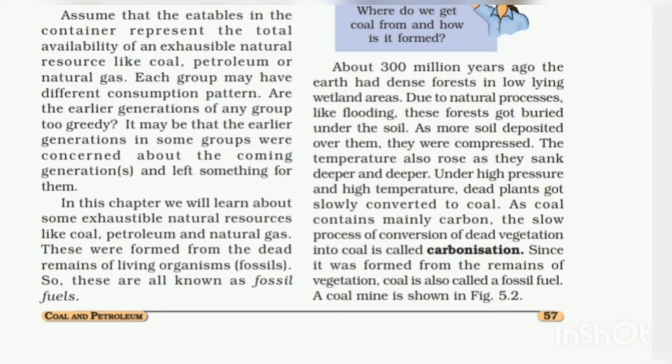Now assume that the eatables in the container represent the total availability of an exhaustible natural resource like coal, petroleum or natural gas. Each group may have a different consumption pattern. Are the earlier generations of any group too greedy? It may be that the earlier generations in some groups were concerned about the coming generations and left something for them. In this chapter we will learn about some exhaustible natural resources like coal, petroleum and natural gas.